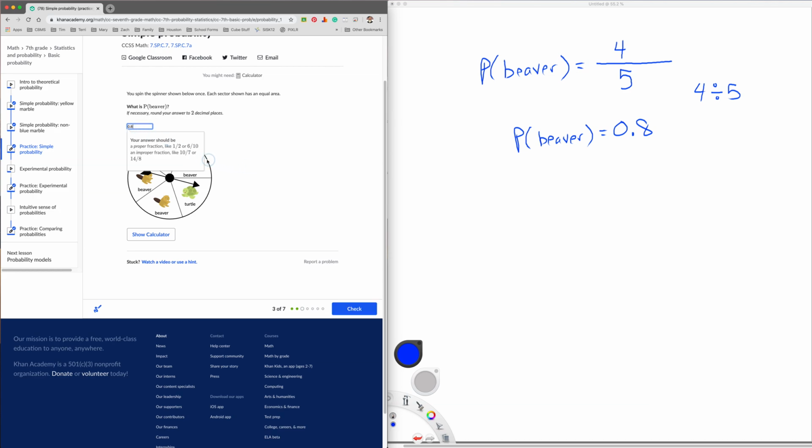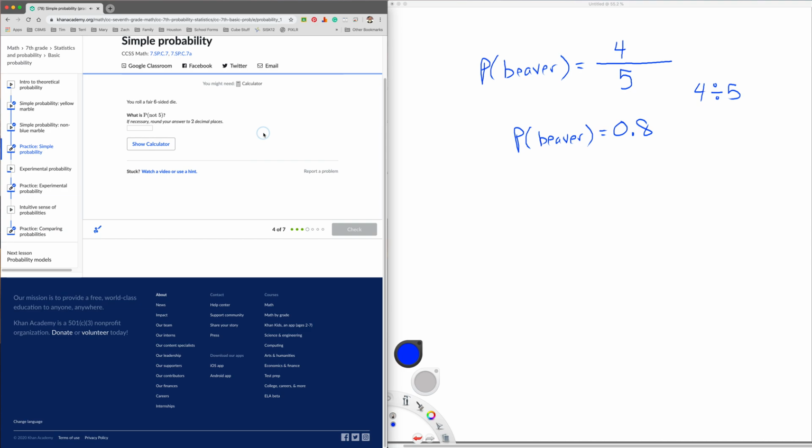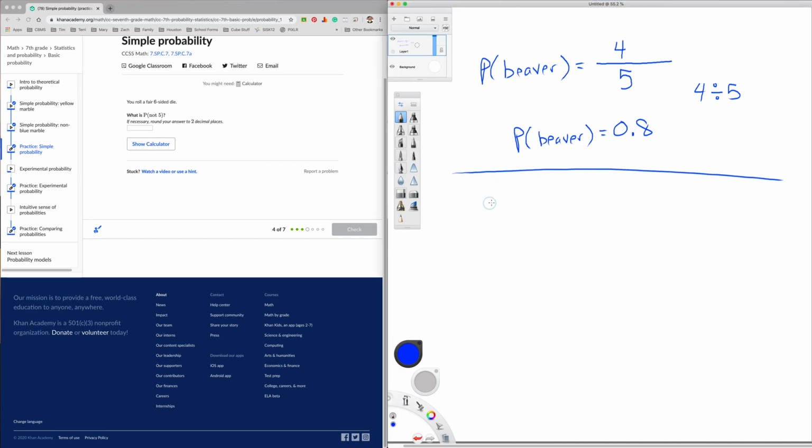On all these, it's saying a proper fraction or an improper fraction. So an improper one would not be an appropriate probability, but I could be leaving these as fractions. I'm putting them all as decimals. Let's see. You roll a fair 6-sided die. We want the probability that it's not a 5.